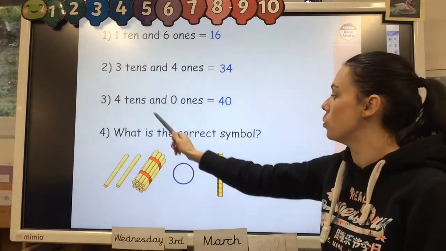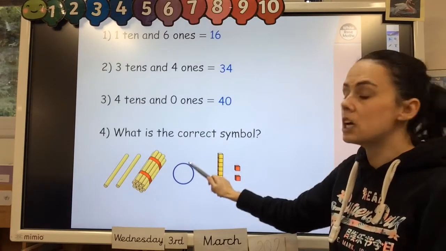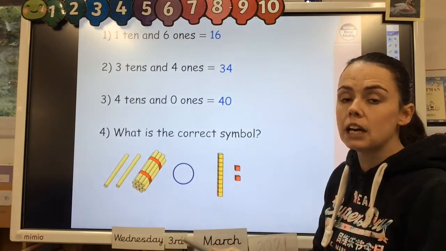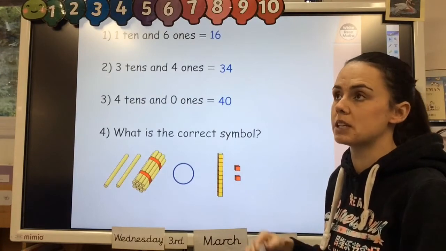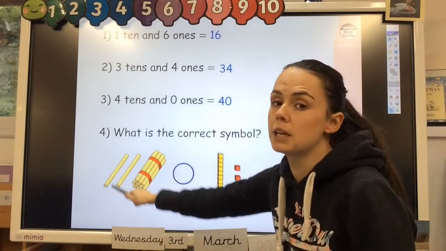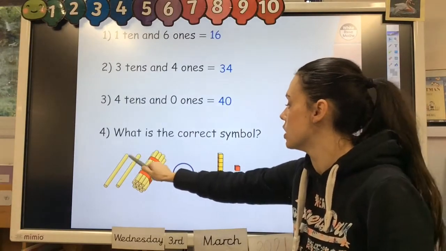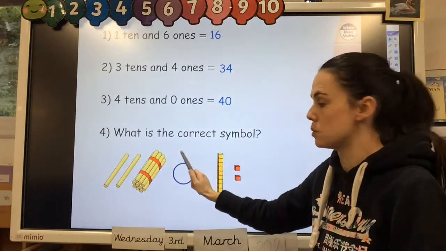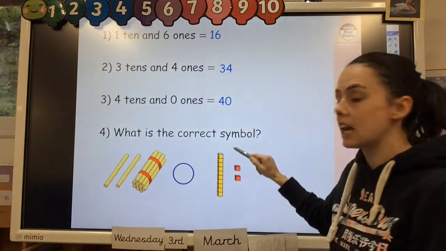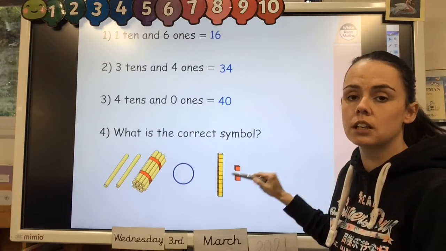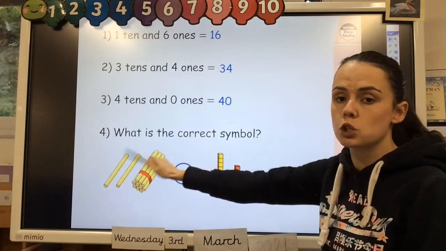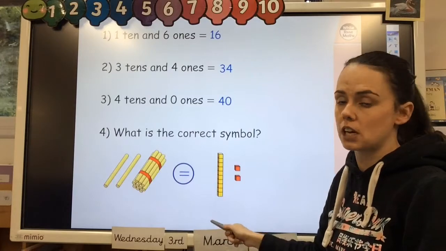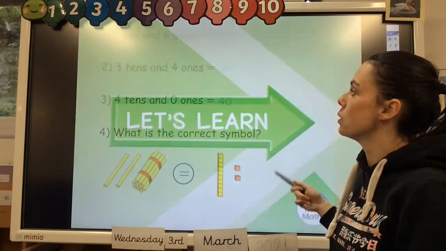Now here we've got, what is the correct symbol? So a symbol needs to go here. Is it going to be our bigger than, our smaller than, or our same as symbol? So we've got how many this side? We've got 1 ten and 2 individual ones. So 10, 11, 12. And on this side we've got 10, 11, 12. So we've got 12 and 12, which means they are the same on both sides. 12 and 12. Well done.